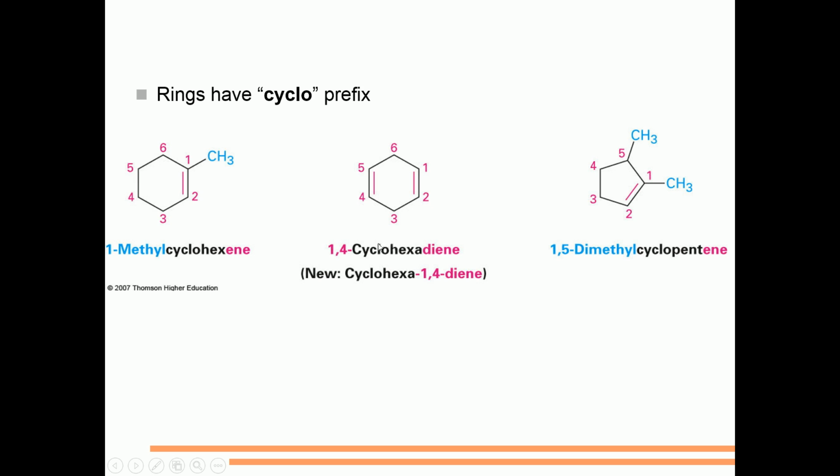Or if you look at this one, this is 1, 2, 3, 4, 1 and 4 positions. So 1,4-cyclohexadiene. And then similarly, we have 2 methyl groups. So 1, 2, 3, 4, 5. You won't go 1, 2 because then that means you are not including the double bond in here, right? So 1, 2, 3, 4, 5. So 1,5-dimethylcyclopentene. Okay.